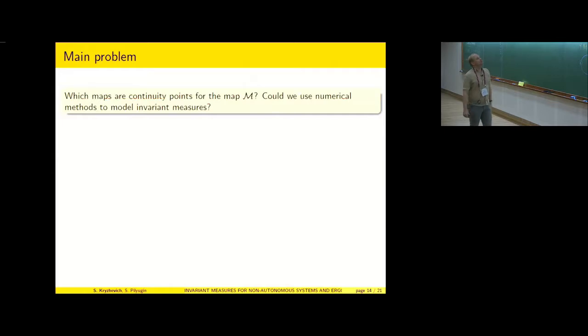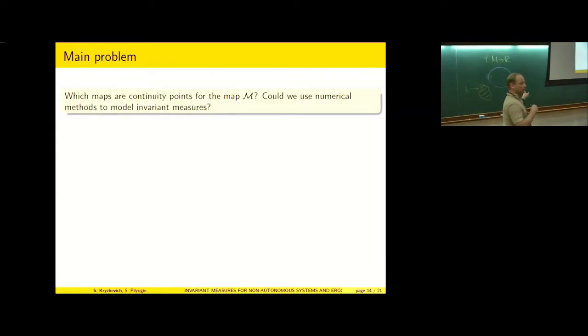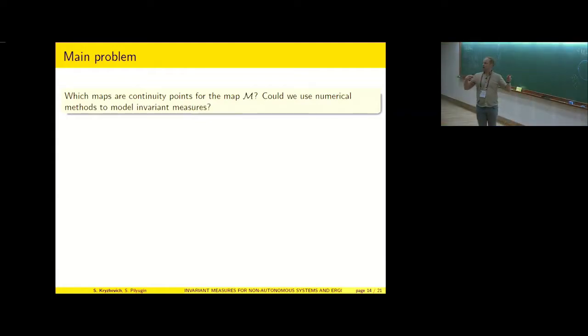So the main problem for me is that, if we have the correspondence between maps and their invariant measures, what are the continuity points? Any system is mapped to the set of invariant measures, which is a compact set. So we can consider the Hausdorff distance between these compact sets in the Kantorovich-Wasserstein metric. Can we say that these maps are continuous or not, and what are the continuity points?